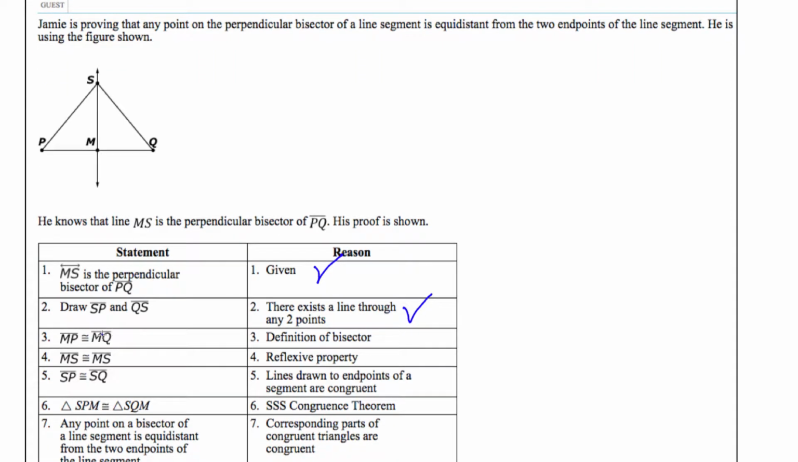MP and MQ are the same. Yeah, I mean, if you assume that this is bisecting, a word that means cut in half, then that means this half and this half, in terms of these halves, should be the same if you cut them in half, right? That's what he's saying, yeah. If you cut them in half, they're equal to each other.